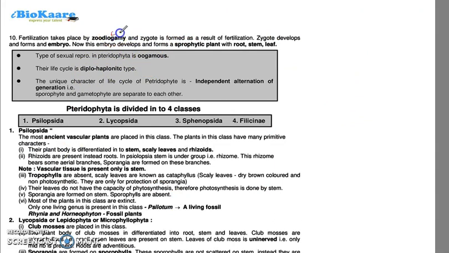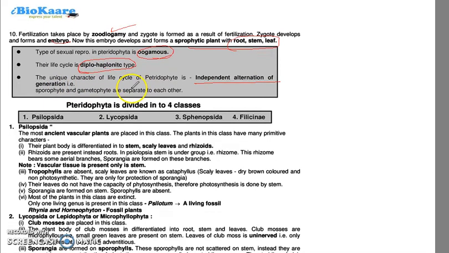Fertilization is zoidogamy, meaning the sperms are motile, and the zygote develops into the embryo, and the embryo develops into a sporophytic plant having root, leaf and stem. The type of sexual reproduction is oogamous, meaning the female gamete is non-motile and the male is motile. The life cycle is diplohaplontic, with the sporophytic generation first, then haploid. The unique character of the life cycle of pteridophytes is independent alternation of generation, because both are independent and never depend on each other.